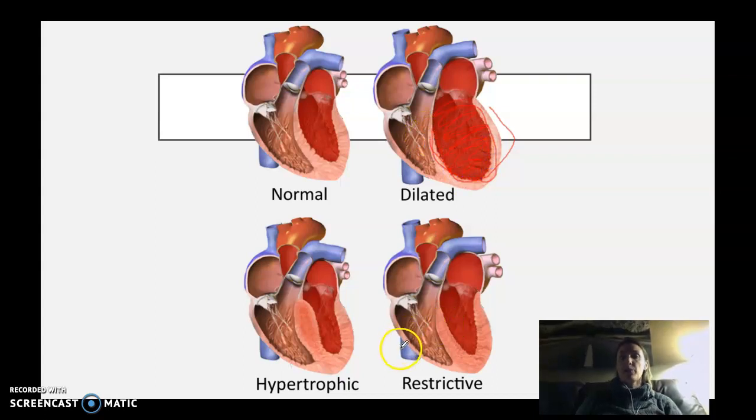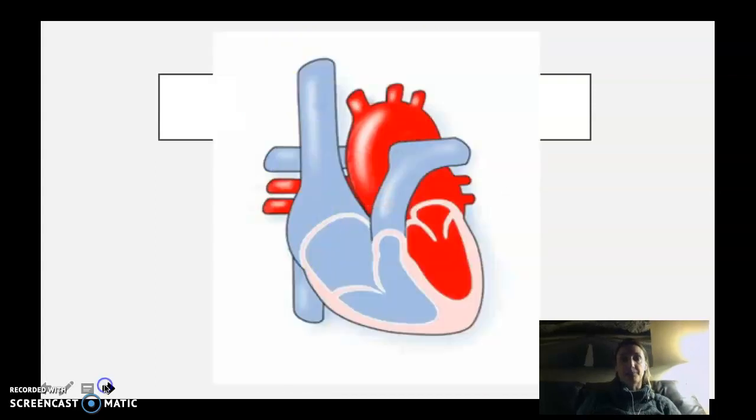Okay, and then we have a situation where we might have a restrictive cardiomyopathy, where the heart muscle is scarred for some reason or another, and it is not able to fill as much as the normal ventricle. So this is also a diastolic heart failure. So that's a quick summary of the different types of heart failures you might encounter and the differences between systolic and diastolic heart failure.